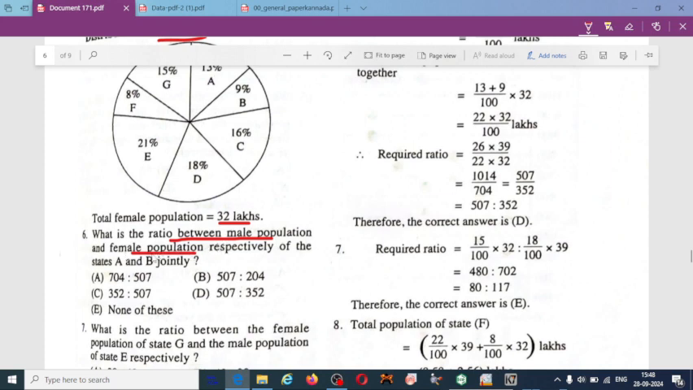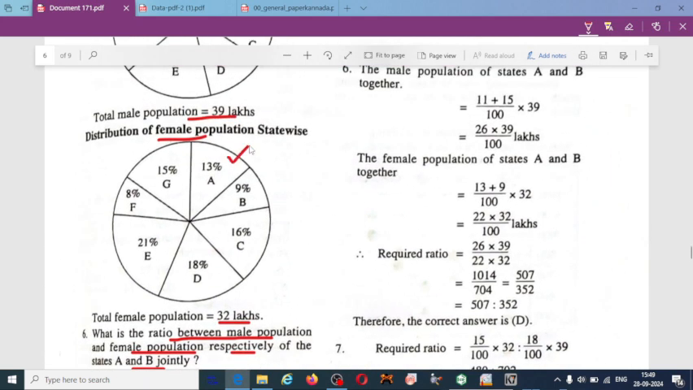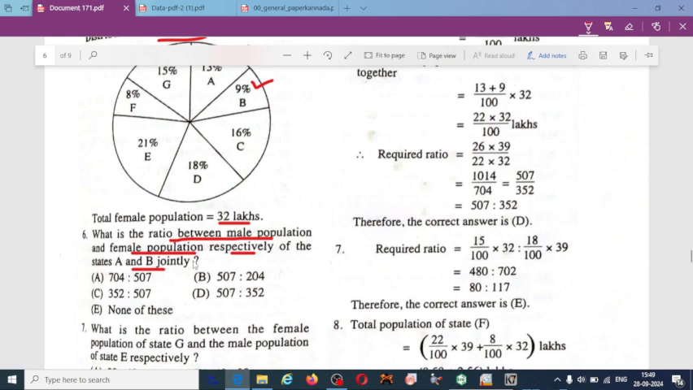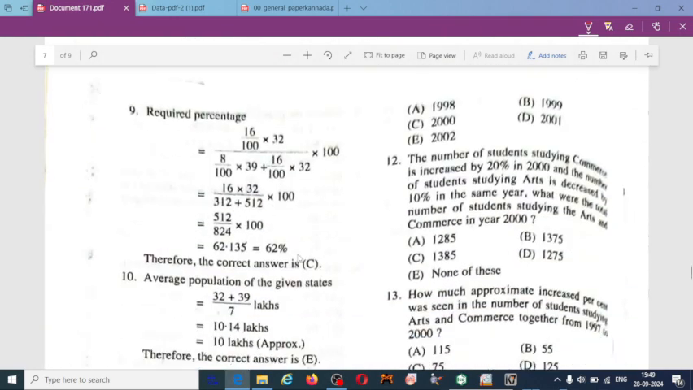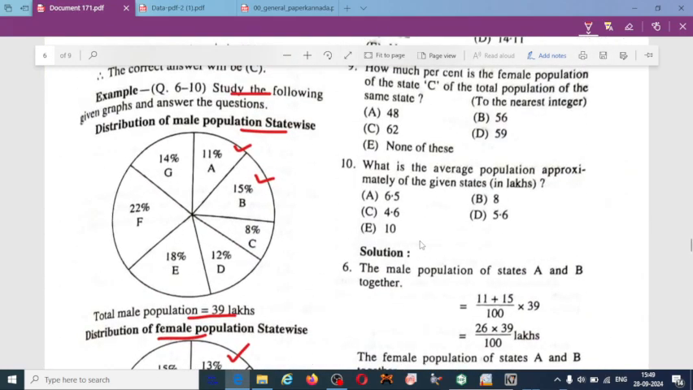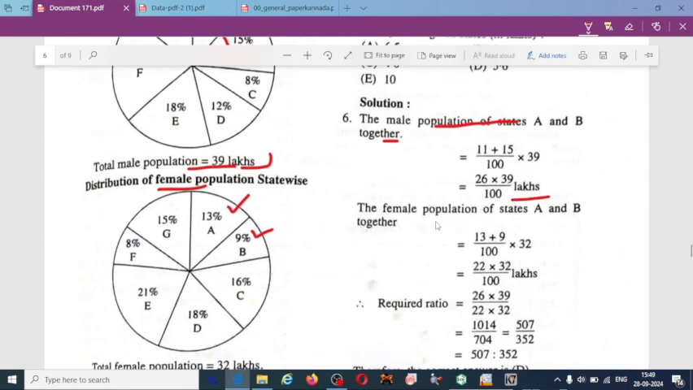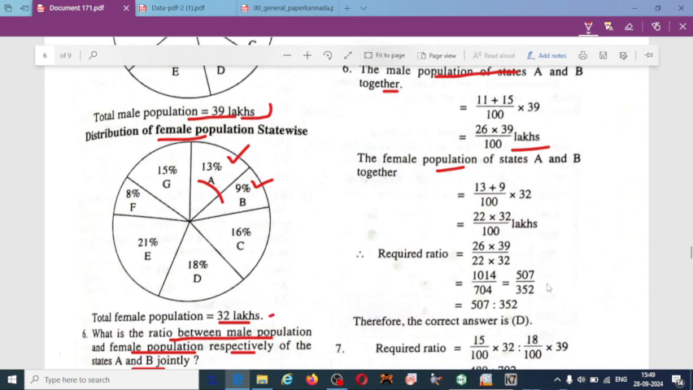Ratio between male population and female population respectively of the states A and B jointly. So A and B for female, A and B for male. Jointly we need to calculate the ratio between male and female population. So the male population of state A and B together, 11 plus 15 for male, divided by 100 into 39 lakh total population. So you will get the male population. Female population, similarly add these two states population and divide by 100 and multiply by total population 32 lakh.